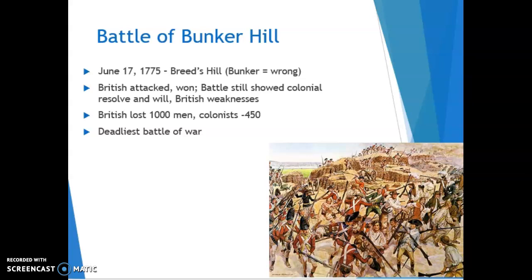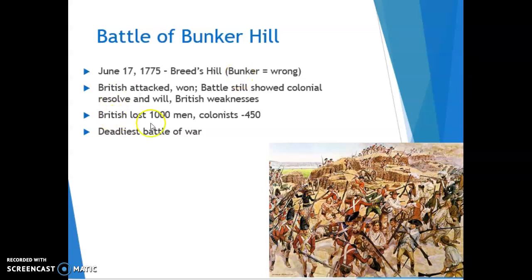And you have a British attack, and ultimately the British are going to win. But this is a moral victory for the colonists because it's showing the British weaknesses. It creates a situation in which the British lose about 1,000 men, colonists only about 450, and they only lose this particular battle because they ran out of supplies. And you see that the colonists are very much capable of defeating the British at this particular battle, and it gives them some self-confidence. So this is a big moral victory.